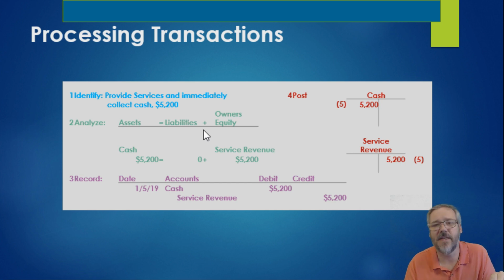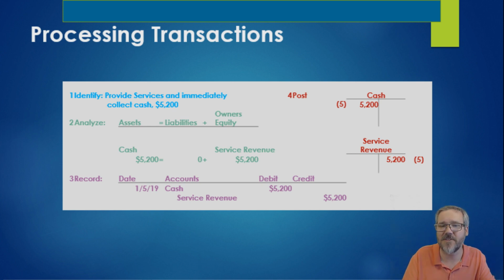Now, one thing I haven't really mentioned is the fact that we can basically guess, or we're told even, parts of our answer ahead of time. In the identification of the transaction, this is very basic language that doesn't really tell us a whole lot, right? Provide services and immediately collect cash, $5,200. Now notice, that's all the information we need to complete this transaction to show this debit and credit entry. Provided services, immediately collect cash of $5,200.